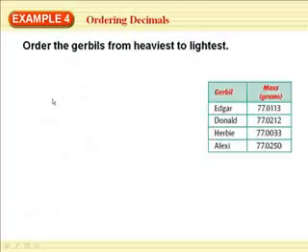Okay, order the gerbils from heaviest to lightest. So now notice, well, they were really nice to us. They already lined these up. They all start with 77. And they all have a 0 right there. Okay, so let's go to the next digit. This is the first, that's the smallest number there. So Herbie, way to go Herbie. Herbie, oh, wait. Heaviest to lightest. So wait, Herbie is the lightest.